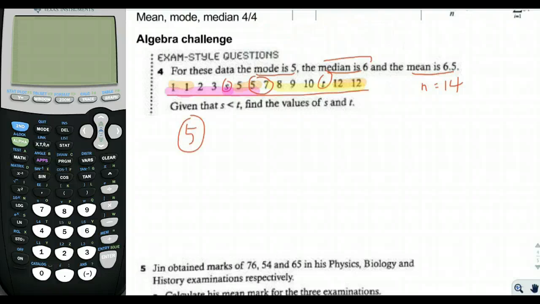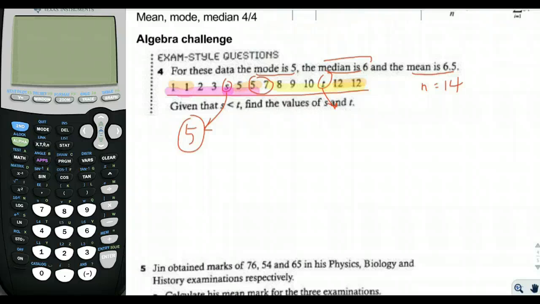So that means that if S is 5, then T is going to be greater than 7. And then the last thing we find out is that the mean is 6.5. Now that we know that S is 5, we should be able to figure out T from the fact that the mean is 6.5.